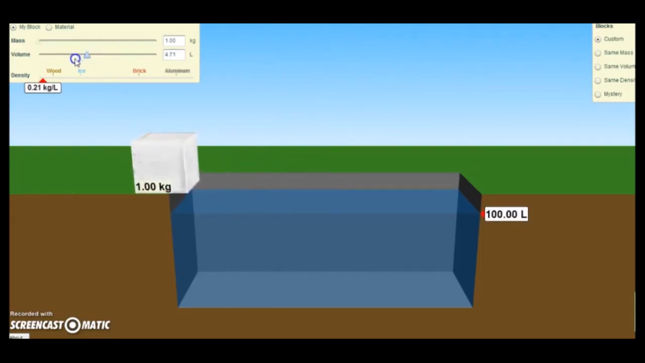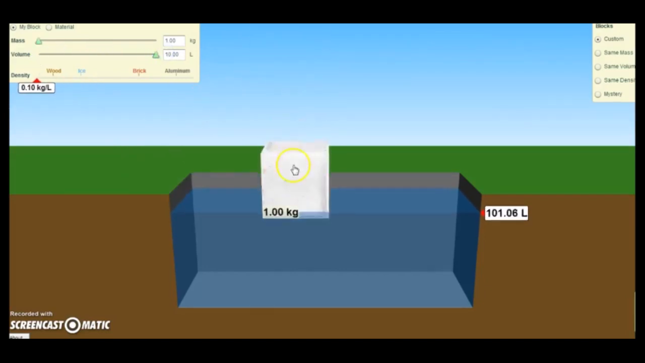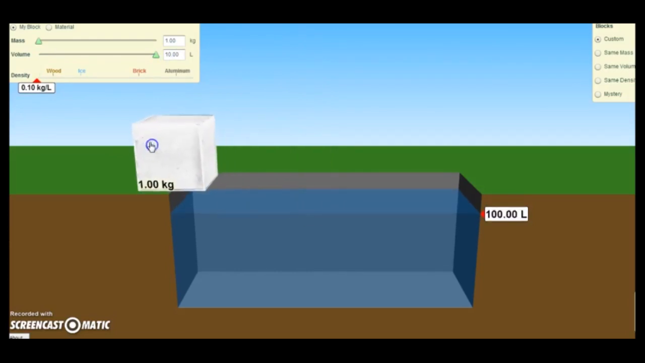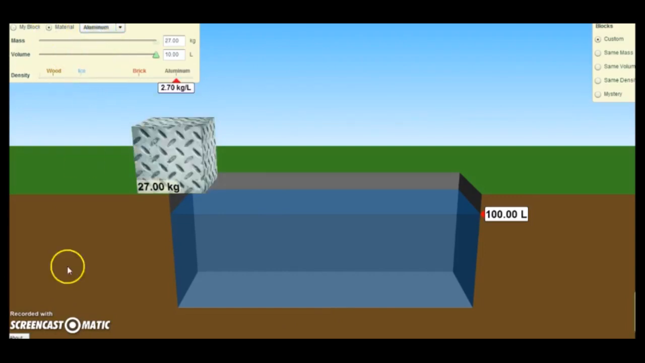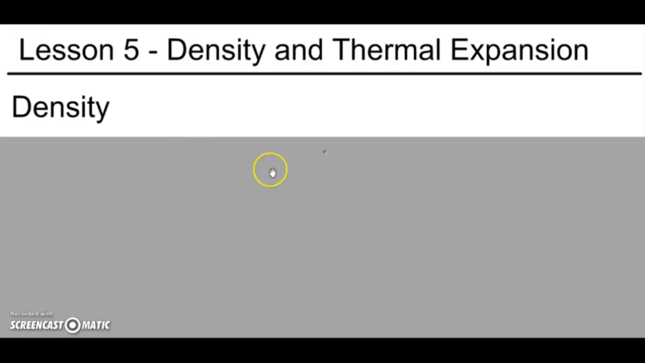Volume, on the other hand, is how much space it takes up, and increasing the volume is going to change the density as well. So we're going to come back and play with this in just a minute, but I thought I'd show you a bit of the toy that we have here. I'm going to be flipping between that toy and my notes as we go on here.